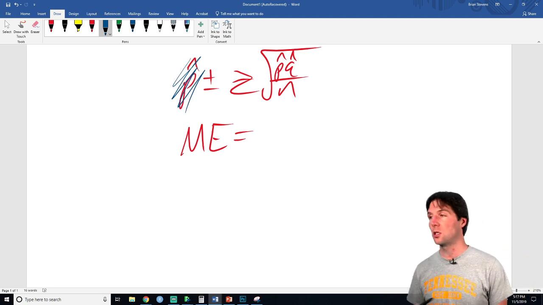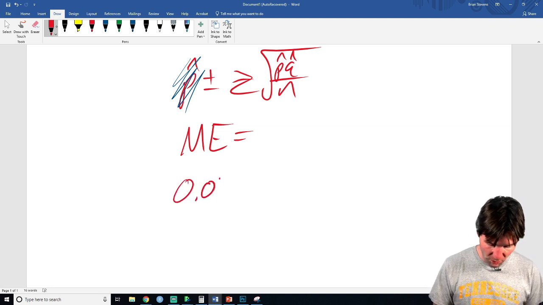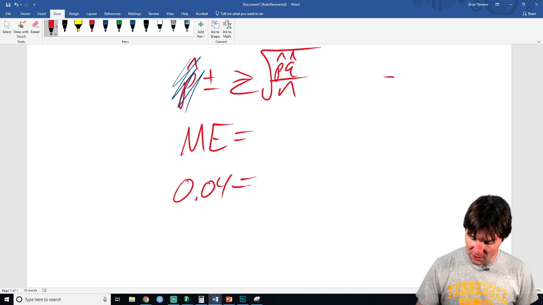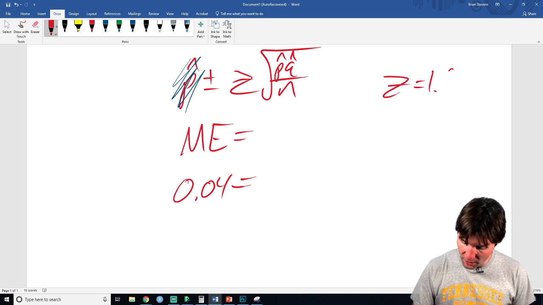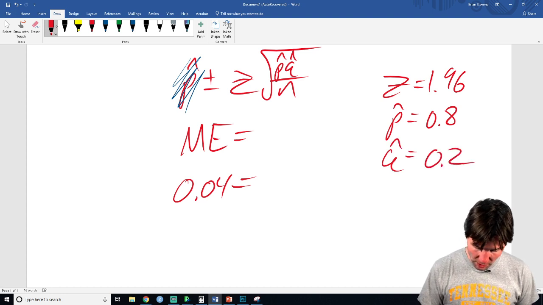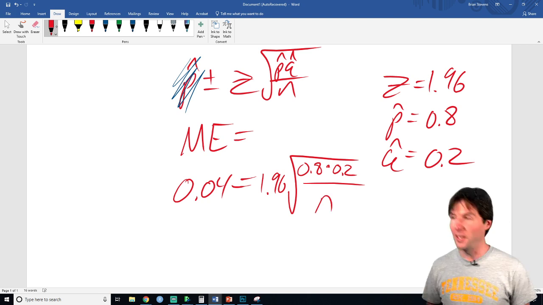Depending on what you know, this part of the equation is actually meaningless to us because we're probably going to look at the margin of error. So if you were to know the margin of error was equal to 0.04, and z is equal to 1.96 and p hat is equal to 0.8, then q hat would be equal to 0.2. So you could take everything and you have some fun ahead of you. You have algebra. Yay, algebra. From here, it's simply solving the problem to solve for n.